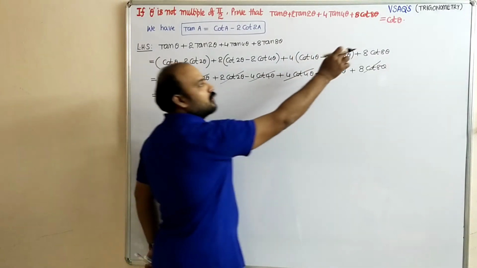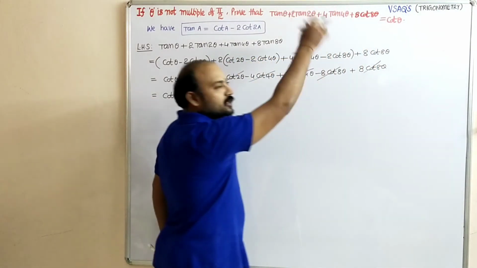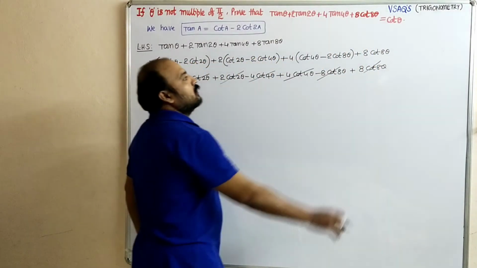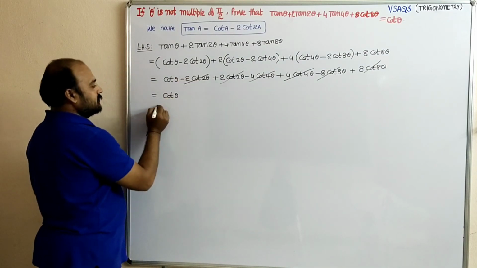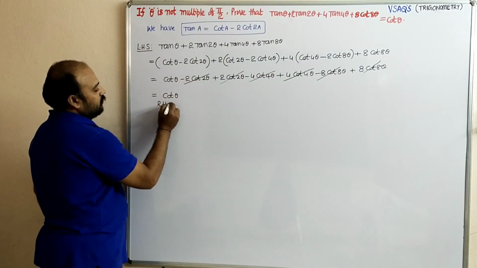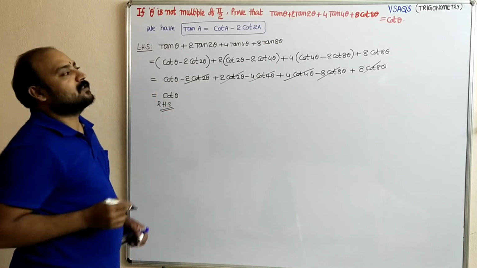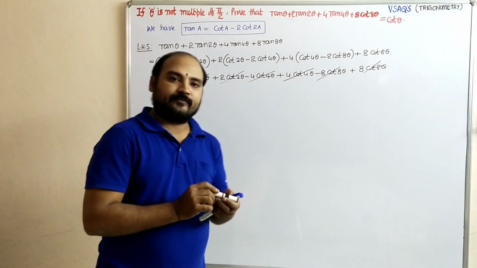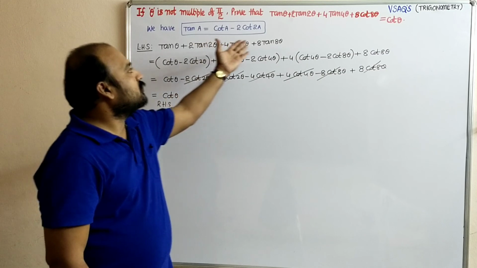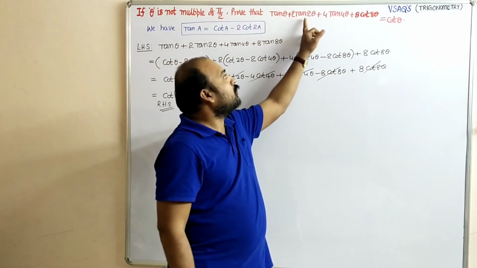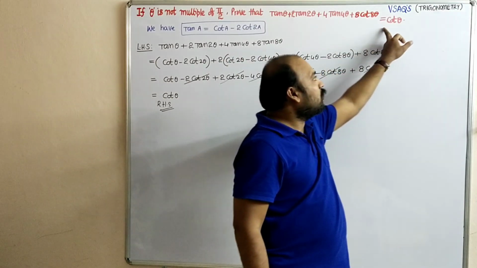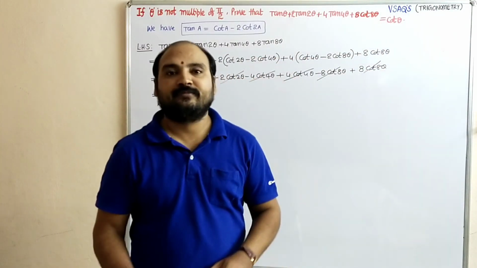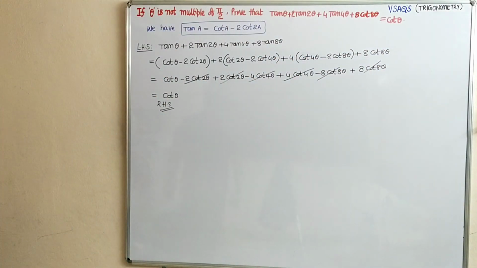They are asking to prove that cot theta. No, here I forgot to write, the question I wrote before was wrong. This is the right one, 8 cot 8 theta. So it is the required RHS. You can utilize this as a shortcut formula also, this result: tan theta plus 2 tan 2 theta plus 4 tan 4 theta plus 8 cot 8 theta equal to cot theta. We'll move to the next question.